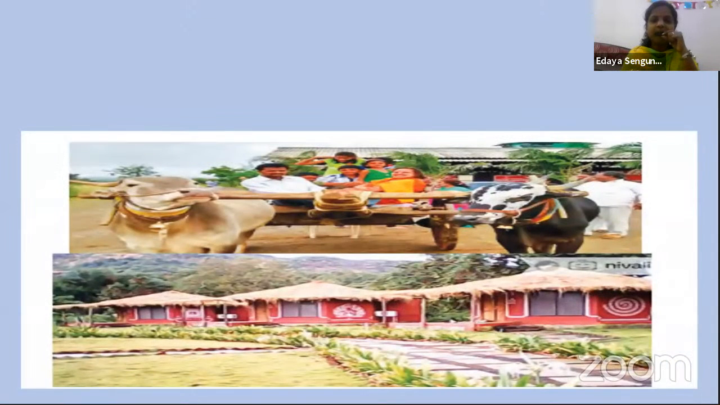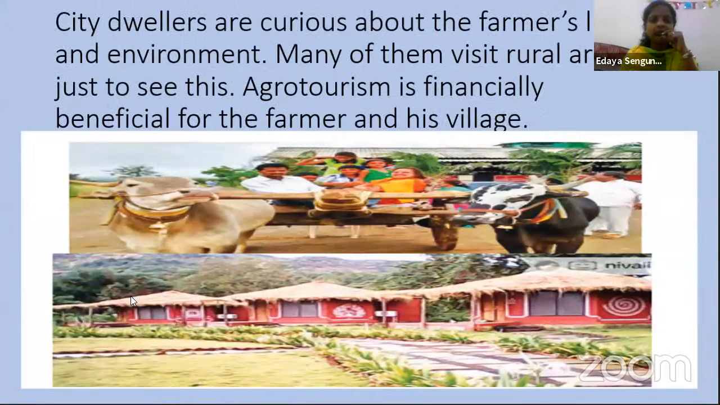So this is a picture from your textbook which I have taken for your understanding. See, people are enjoying the bullock cart ride, which we can't get in cities. This is available in villages. And see, here some cottages are built near the fields. So people enjoy the rural life by staying in these cottages. Got it? Okay.